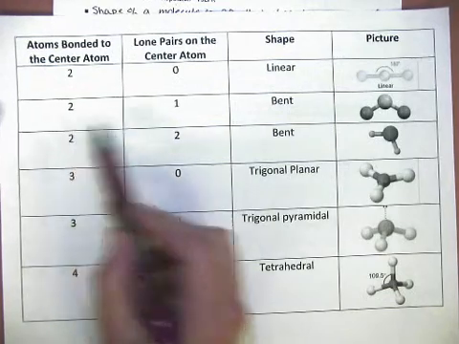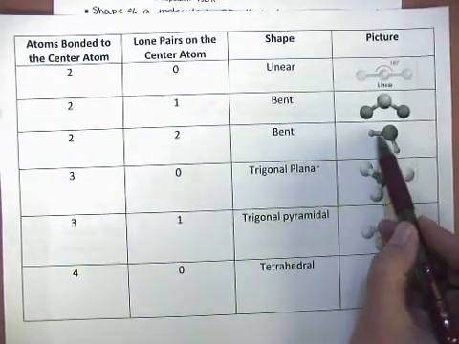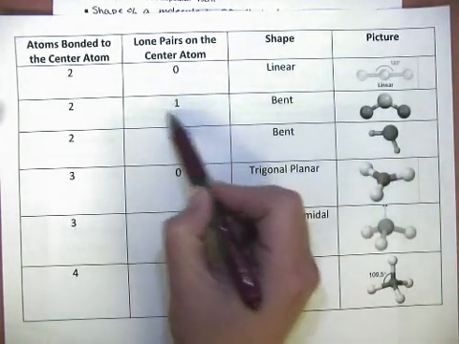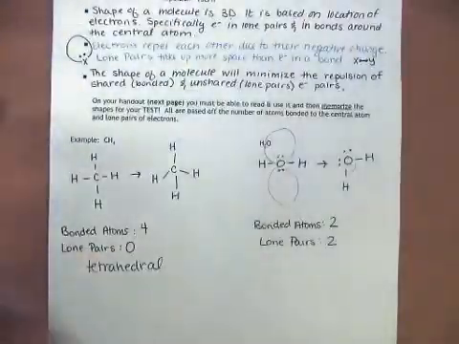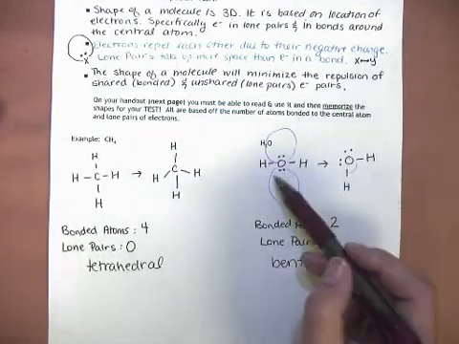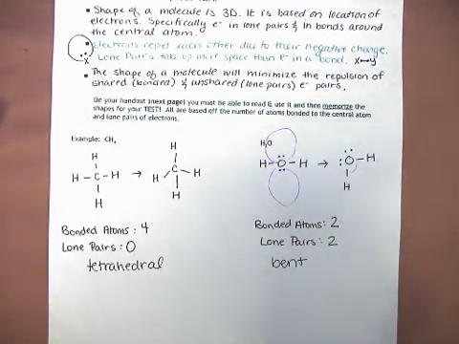So I look at my chart. Bonded to the central atom is 2. Pairs on the central atom is 2. So it gives me a bent shape, where there's one here and here, and it's bent. It can also be bent with one lone pair on the central atom. So this is a bent molecule. After we draw our Lewis structures, we'll count bonded atoms and lone pairs, and that'll tell us our shape.